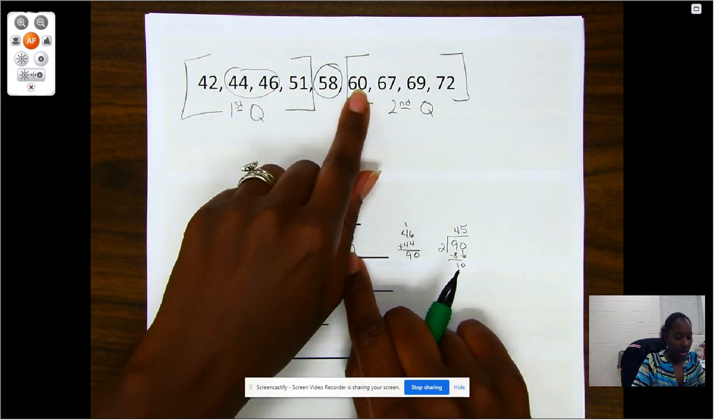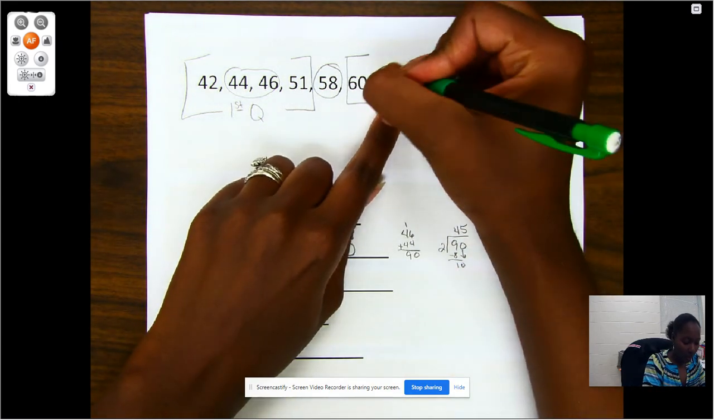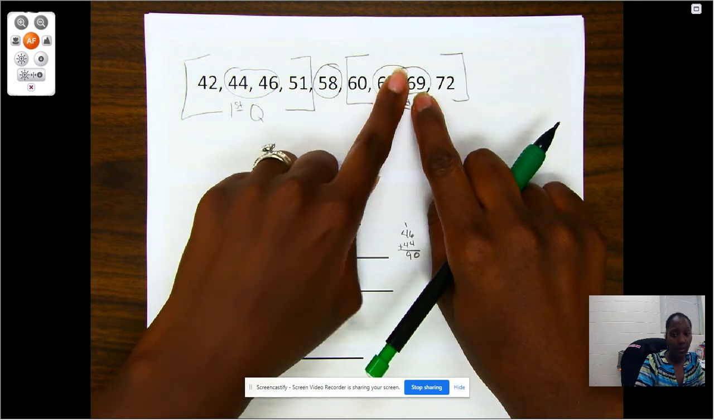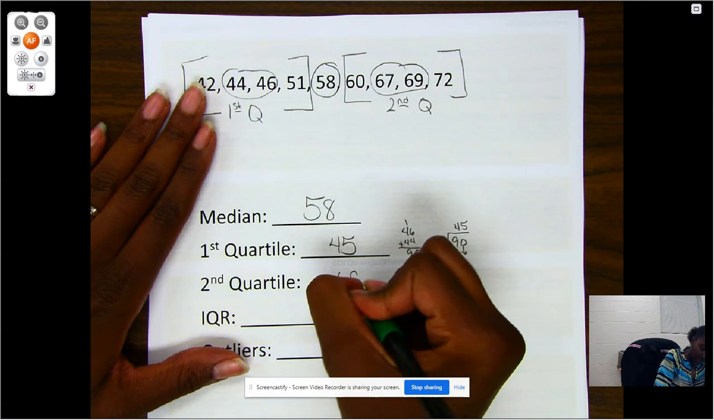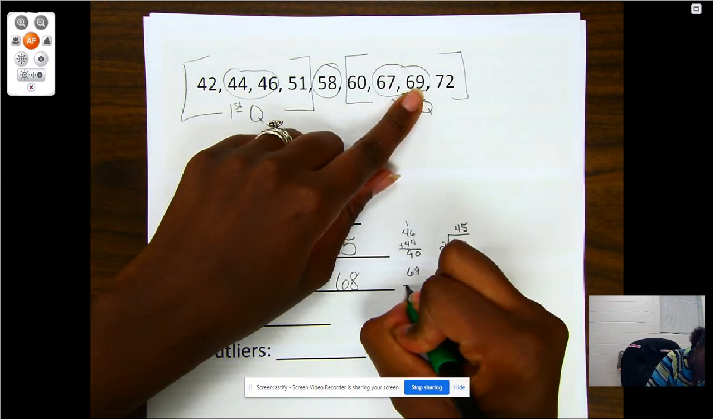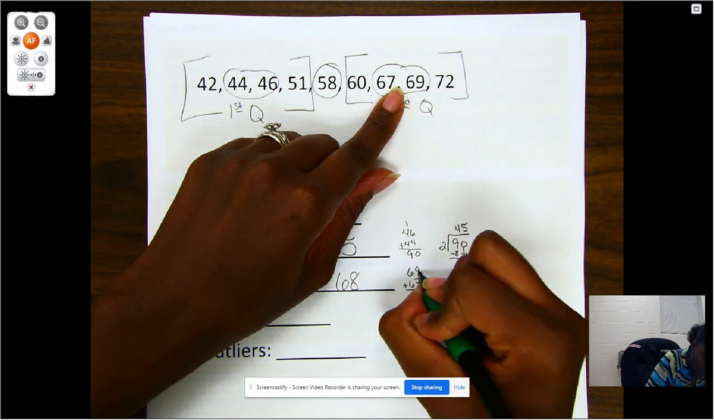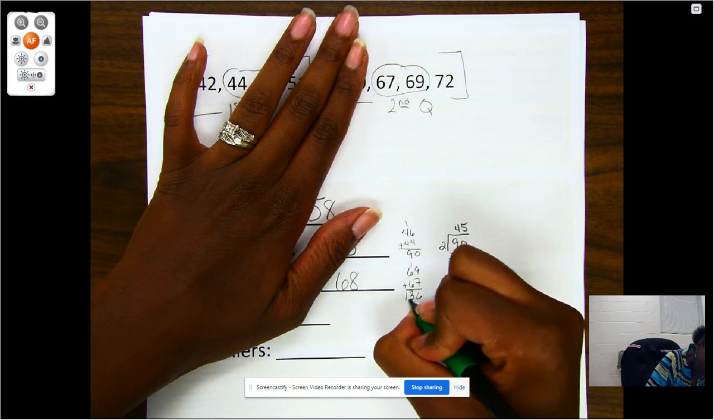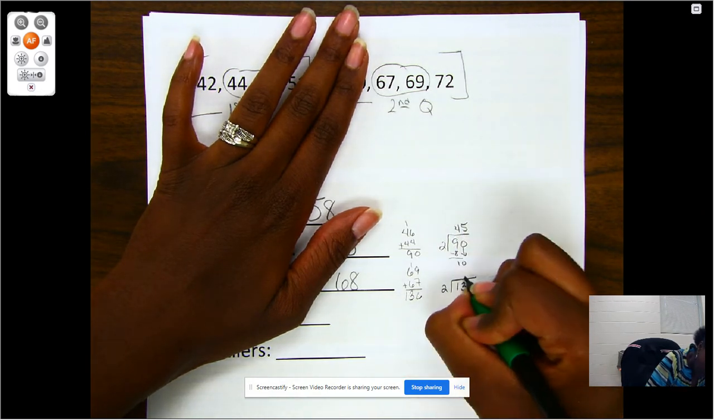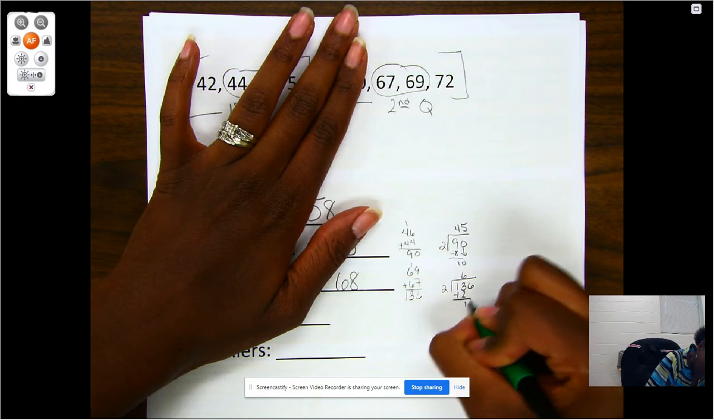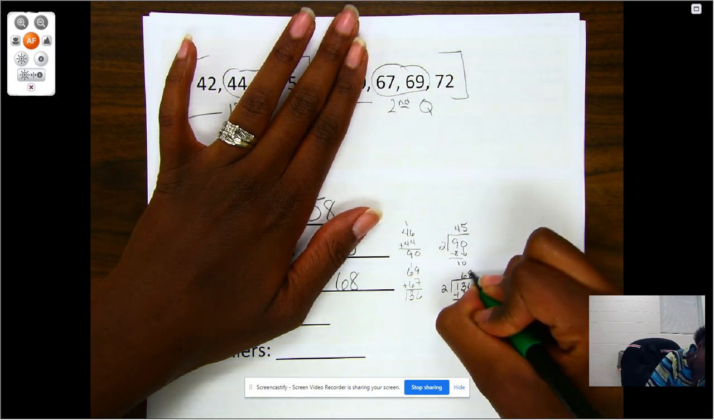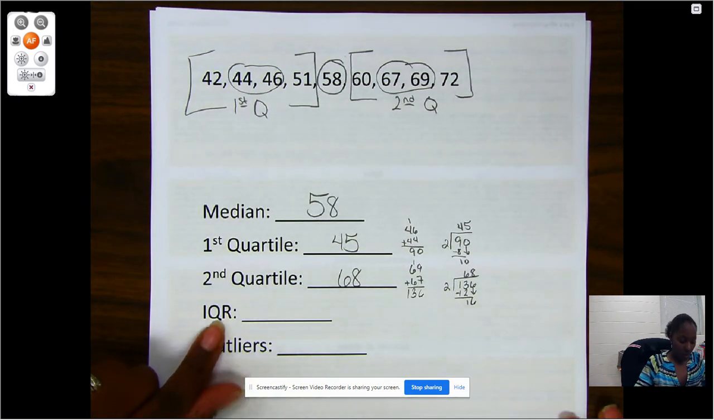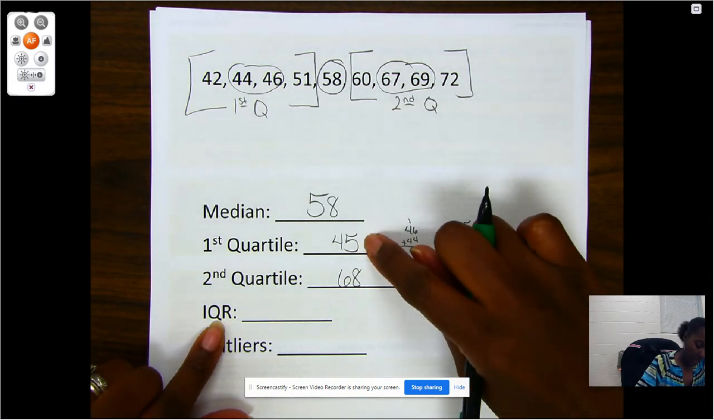What about over here? We have 4 pieces of data, so that means these two numbers, okay? I see 67, I see 69. I'll bet you anything that our middle is going to be 68. I'm going to put 68. Let's see if we get 68. So we're going to do 69 plus 67, 12, 13, 14, 15, 16, divide by 2. 2 times 6 is 12, 1 left over. 2 times 8 is 16. Well, what do you know? There's 68. All right, for our IQR, we're going to take our second quartile and subtract it from our first quartile.